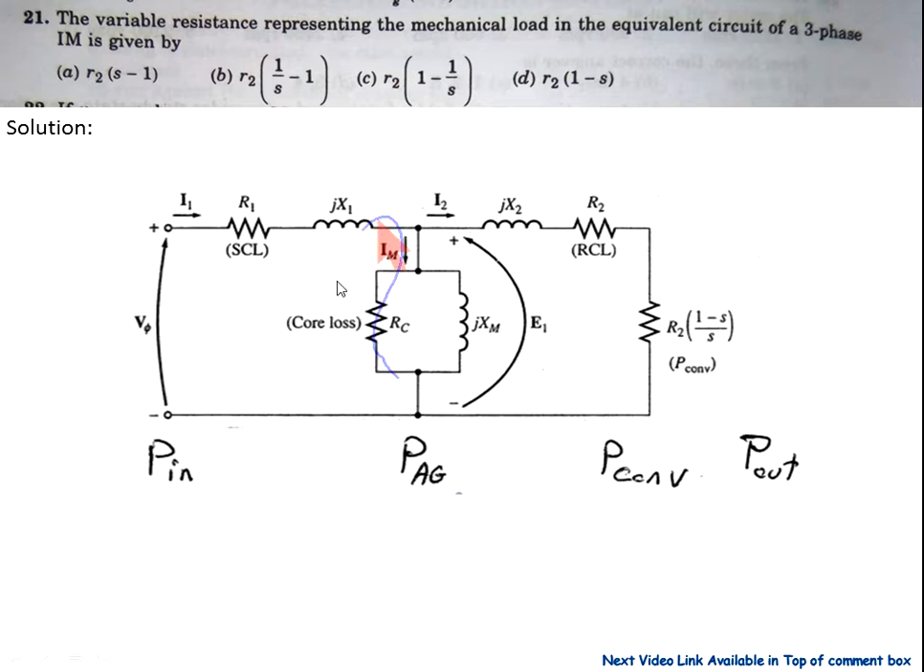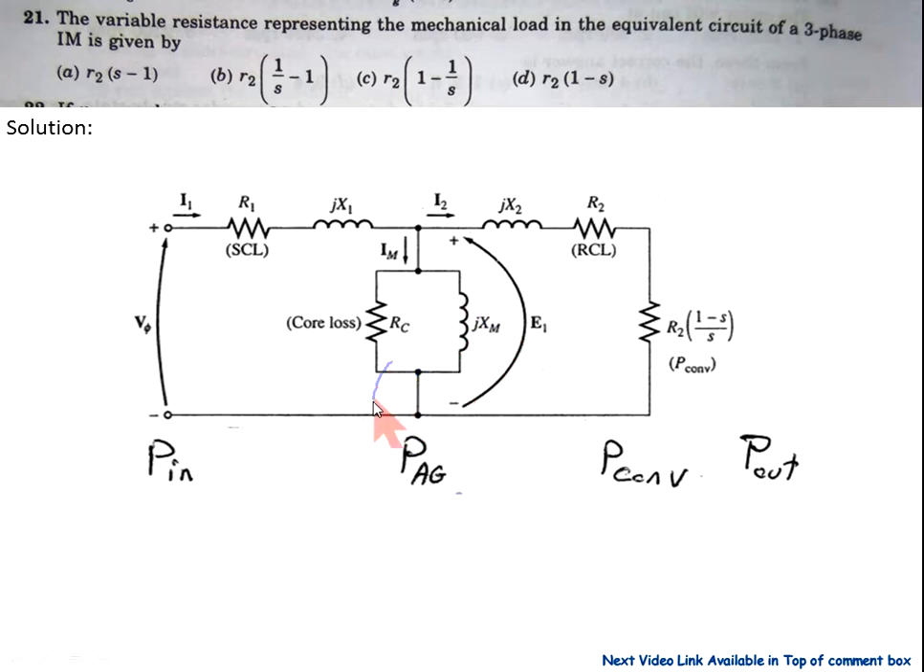Okay, this is the equivalent circuit of the three-phase induction machine, where P is the input power, this is the stator copper losses, and this is the stator reactance offered by the stator winding. This is the core losses in the stator winding, and this is the magnetizing reactance, which is denoted to transfer the magnetizing power, the magnetizing flux.